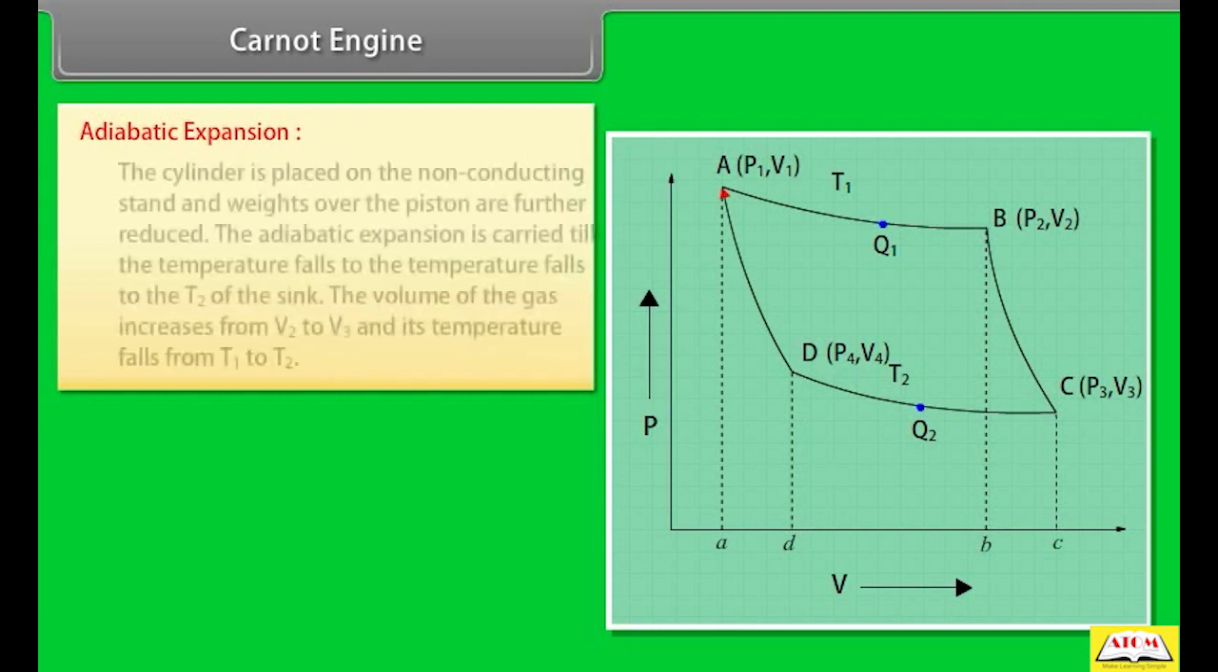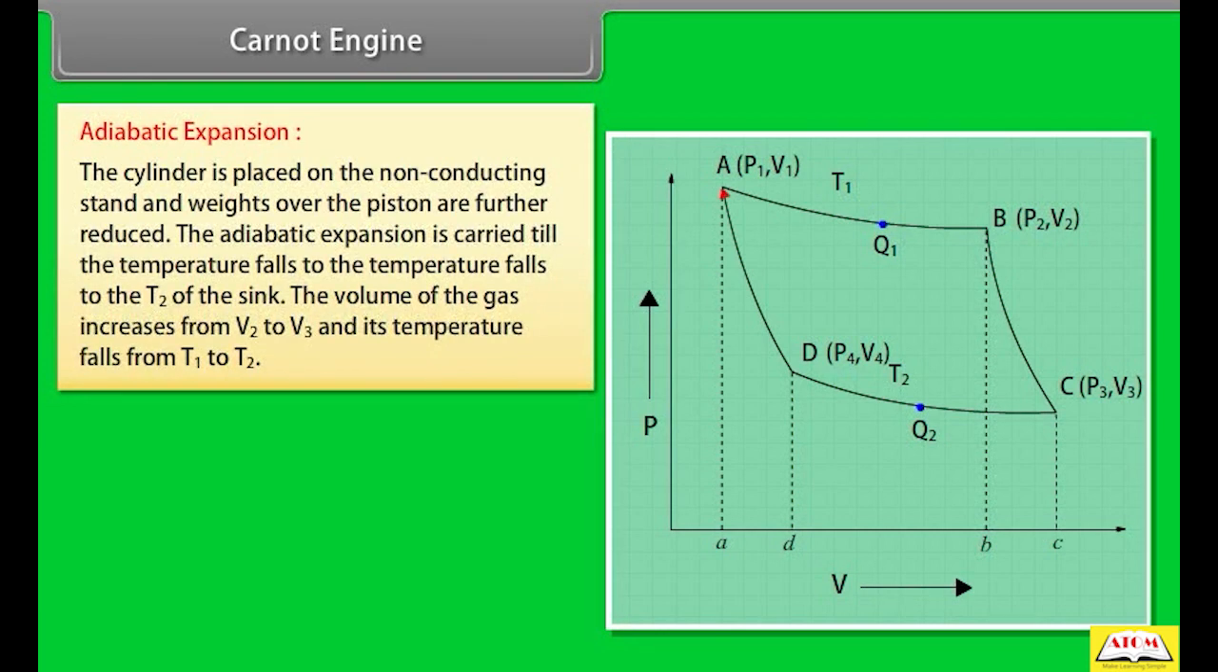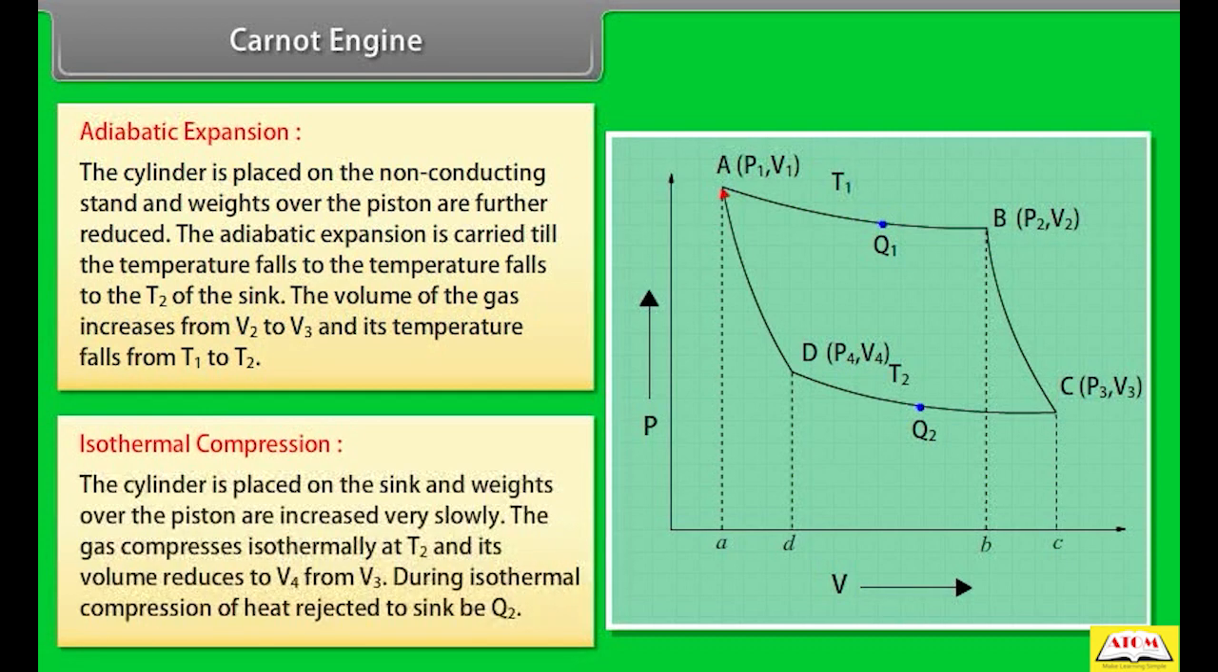Adiabatic expansion: the cylinder is placed on the non-conducting stand and weights over the piston are further reduced. The adiabatic expansion is carried on till the temperature falls to the temperature T2 of the sink. The volume of the gas increases from V2 to V3 and its temperature falls from T1 to T2. Isothermal compression: the cylinder is placed on the sink and weights over the piston are increased very slowly. The gas compresses isothermally at T2 and its volume reduces from V3 to V4. During isothermal compression, heat Q2 is rejected to the sink.